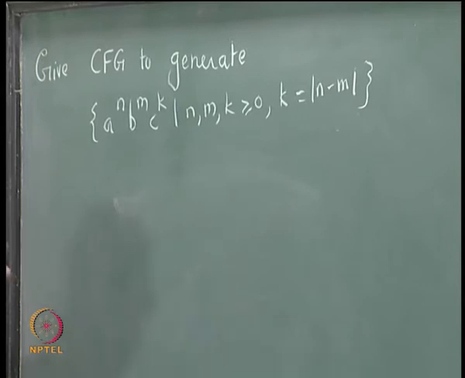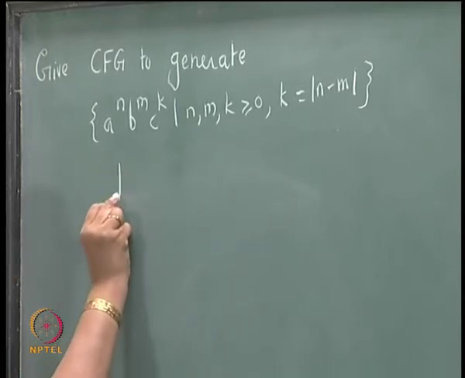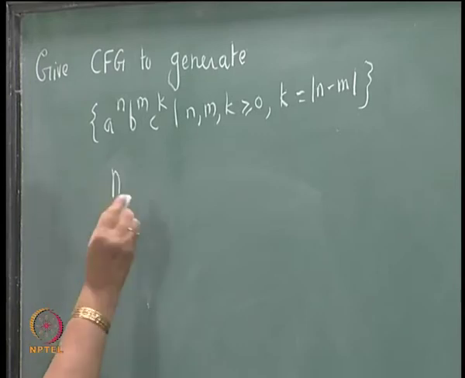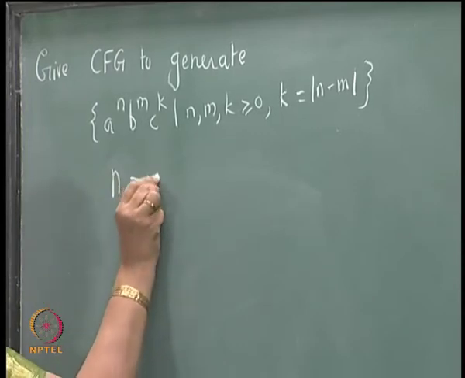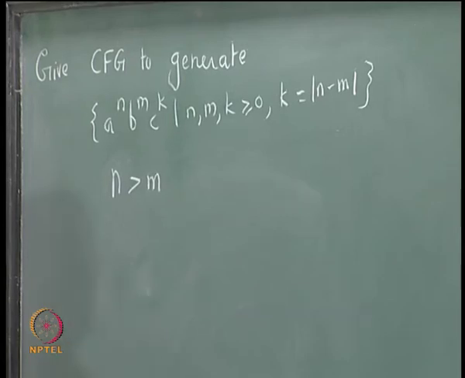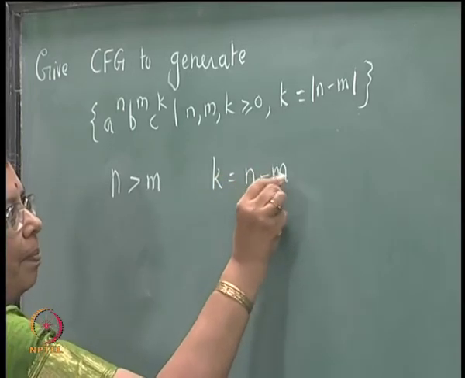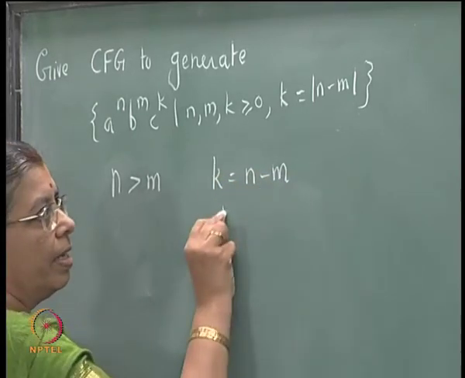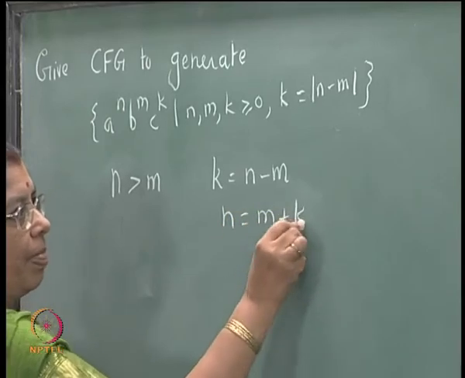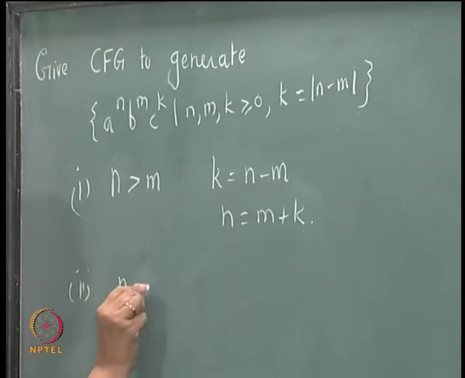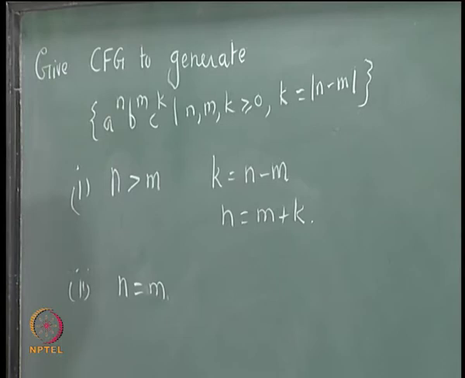So, let us consider this one. Now, the possibility is you can split it into 2 possibilities or 3 possibilities, does not matter. I will split into 3. If n is greater than m, k is equal to n minus m, or n is equal to m plus k. This is one possibility. The second possibility is n is equal to m. If n is equal to m, k is equal to 0.